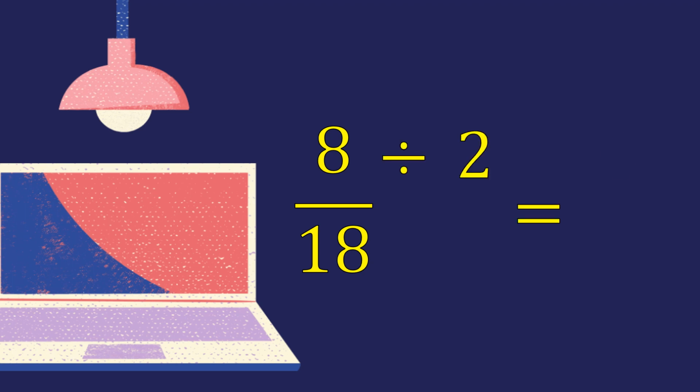Let's proceed to our next example. 8 over 18. The greatest common factor of 8 and 18 is 2. So 8 divided by 2 is equal to 4. 18 divided by 2 is equal to 9. So the simplified form of 8 over 18 is 4 over 9.